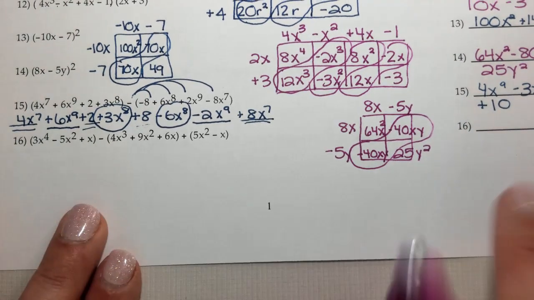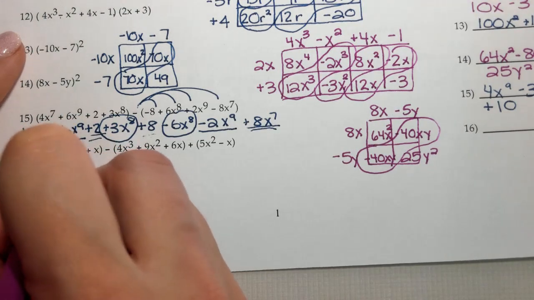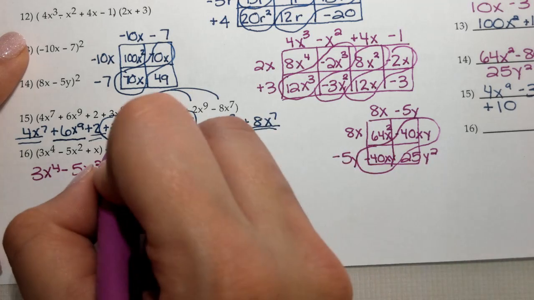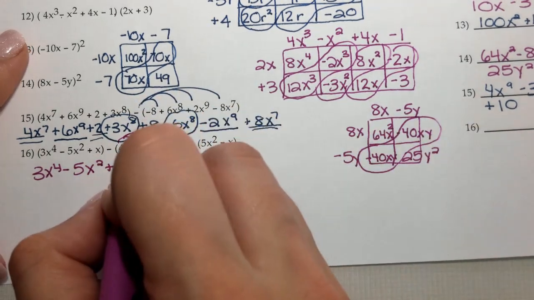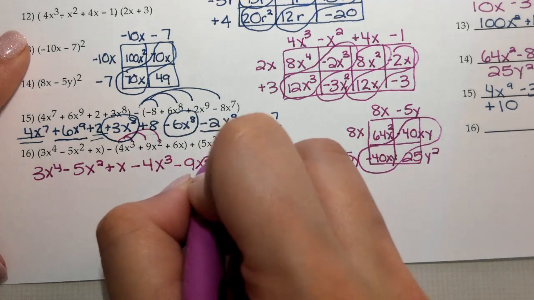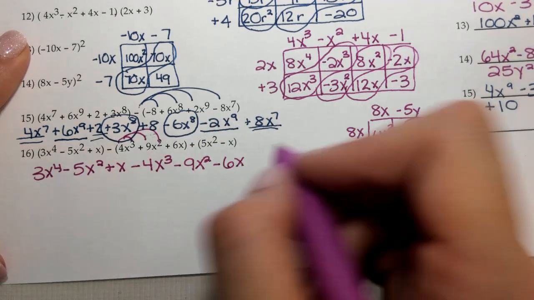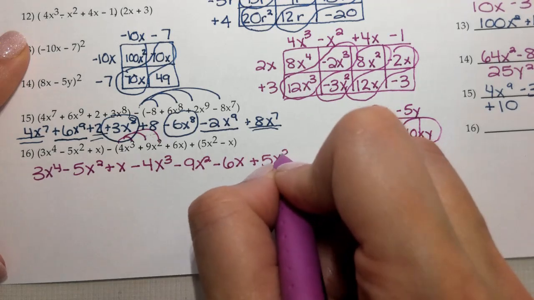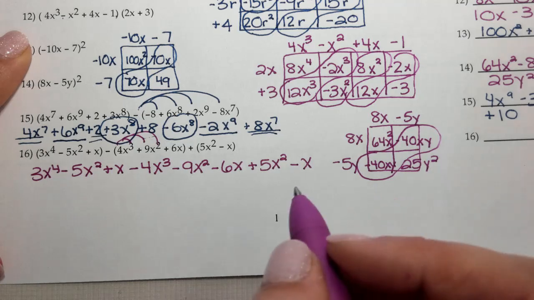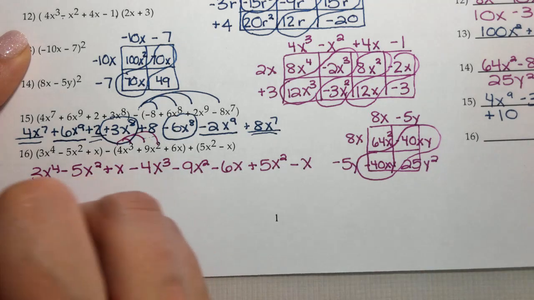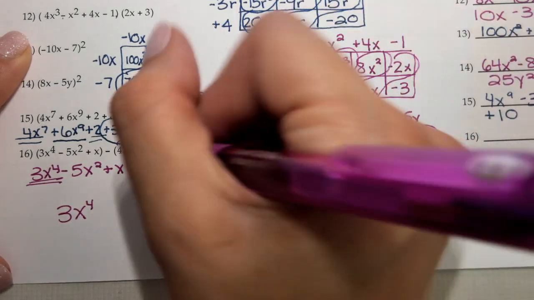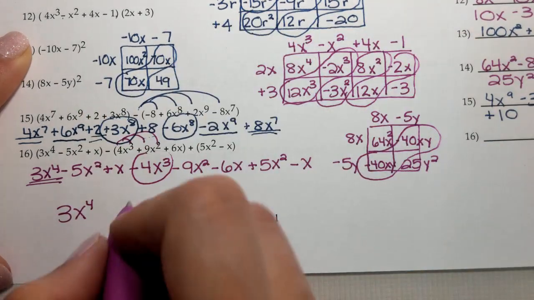So for this next section, this 3x to the 4th minus 5x squared plus x stays the same. You're going to distribute this negative to the next trinomial. So minus 4x to the 3rd minus 9x squared minus 6x. And then this last one stays the same, positive 5x squared minus x. Then you're going to go through and combine your like terms. I like to start with the largest exponent first, which is this 4, so 3x to the 4th. For the 3's, we have a minus 4x cubed.